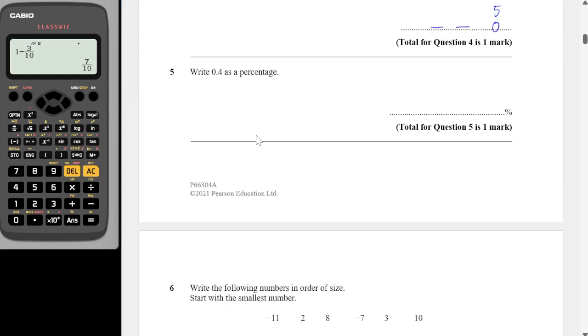Question 5, write 0.4 as a percentage. Well, that's 4 over 10, which is going to be 40 out of 100, which would be 40%. And obviously we can do this on our calculator. 4 divided by 10 times by 100 will also give you your value.